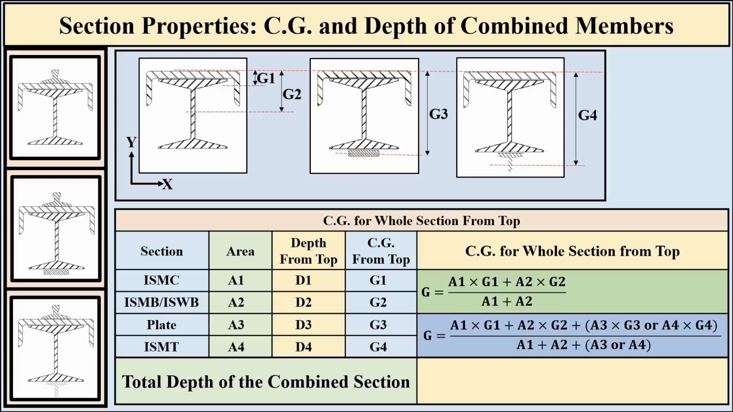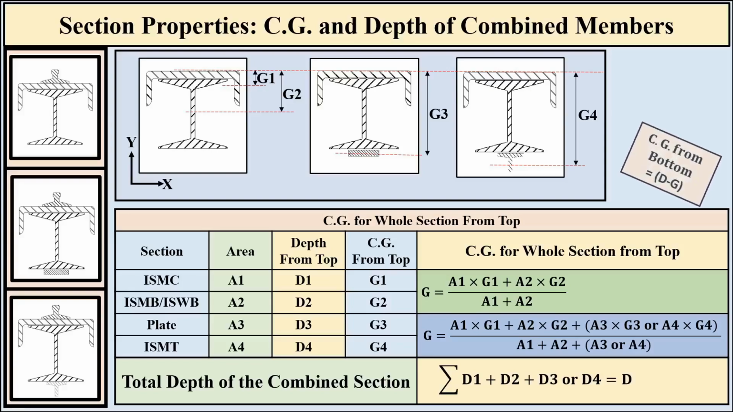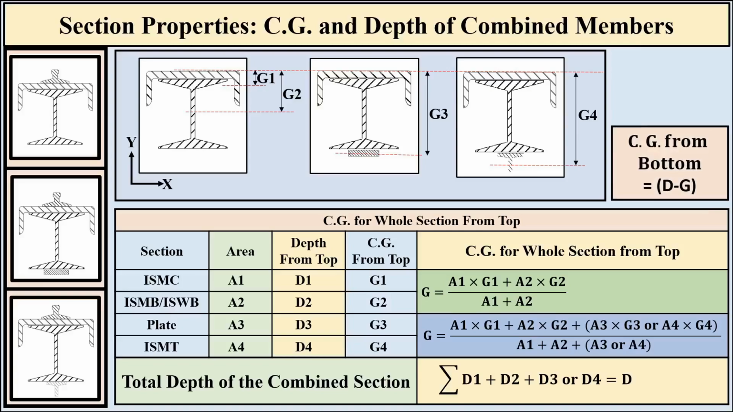Finally, once we have the distance g from the top, we can determine the position of the neutral axis from the bottom. On the slide, we are now seeing the formula for the CG of the combined section from the bottom, which is d minus g. This is simply the total depth of the structural section, d, minus the value of g. Knowing the distance from both the top and bottom fibers is critical for calculating the section modulus and checking the bending stresses in both the compression and tension zones.